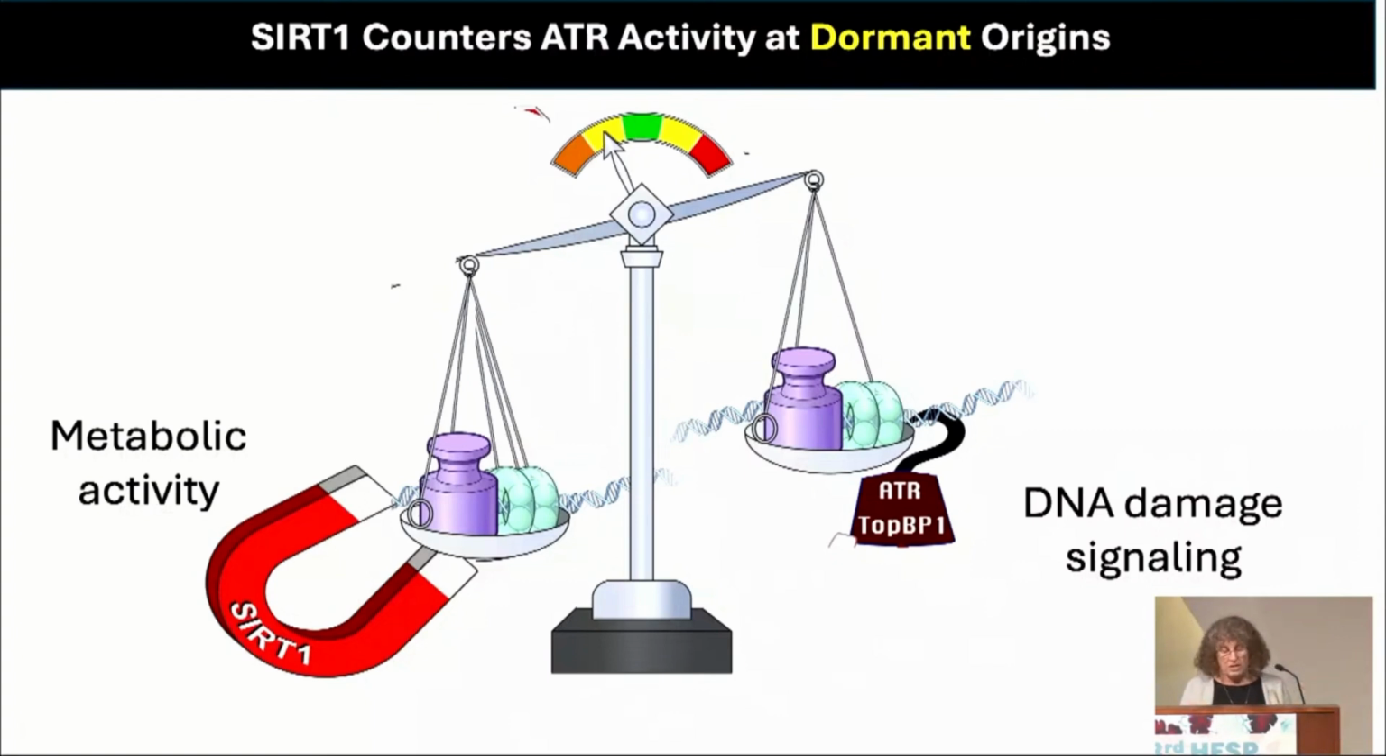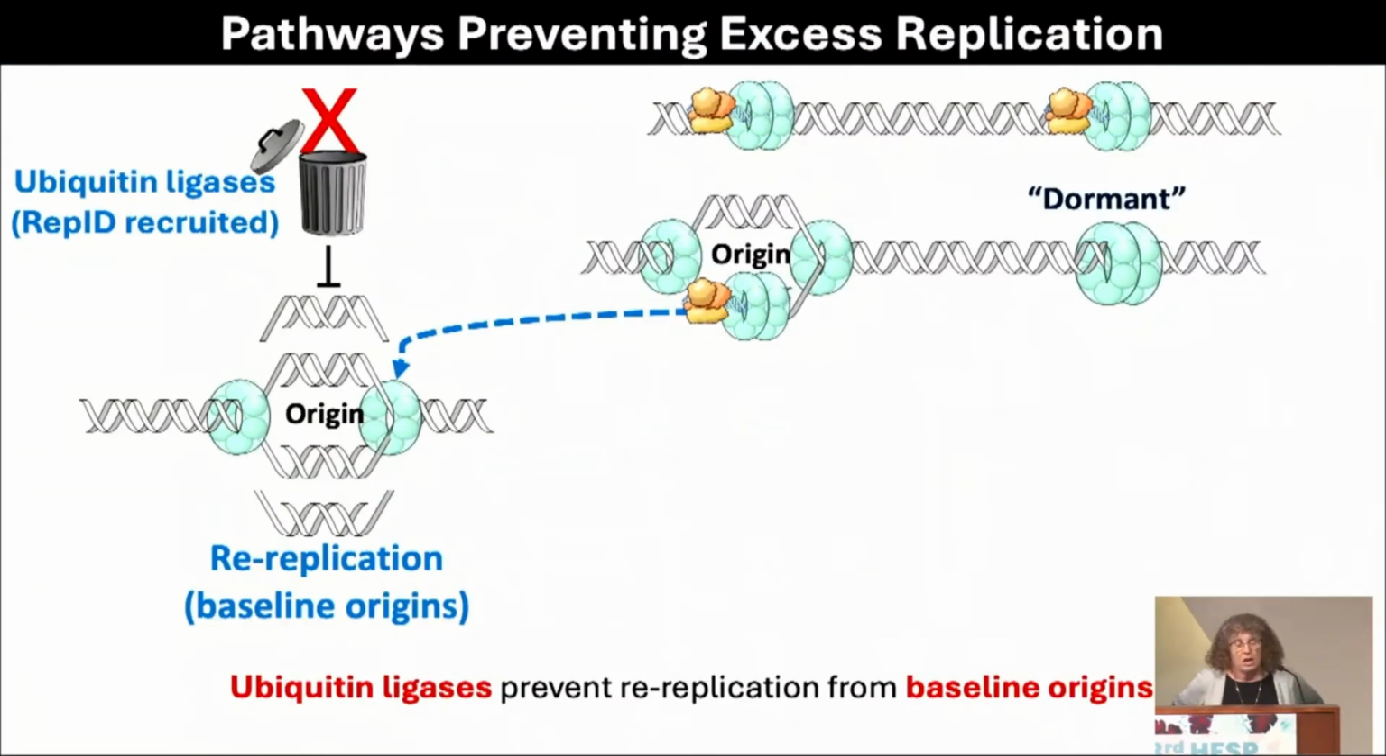When the cells encounter DNA damage, then ATR activity is increased, or when there is a higher metabolic activity, then SIRT1 activity is enhanced. So in summary, what I've shown you is that we have found two pathways that prevent excess replication.